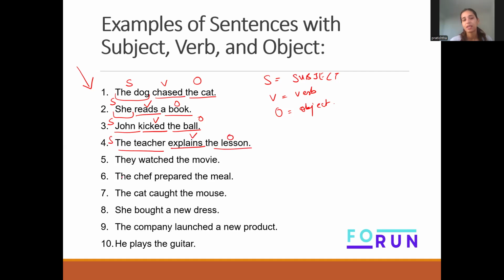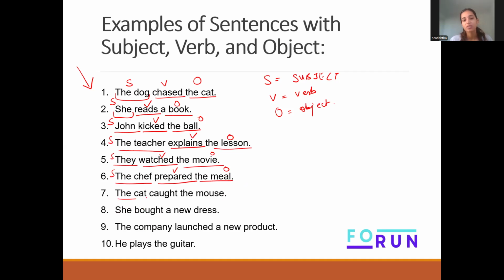The lesson. They watched the movie. Who is this sentence about? It's about them. What are they doing? They are watching. What are they watching? The movie. The chef prepared the meal. Who is this sentence about? The chef. What is he doing? Preparing. What is he preparing? The meal. The cat caught the mouse.